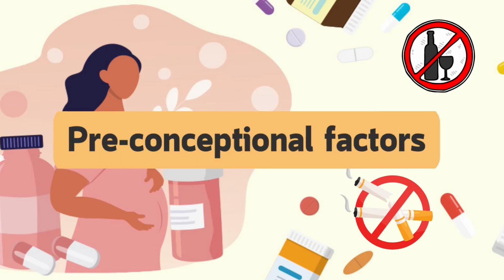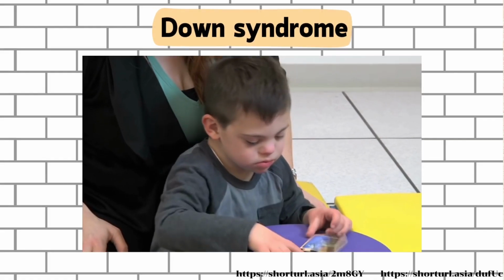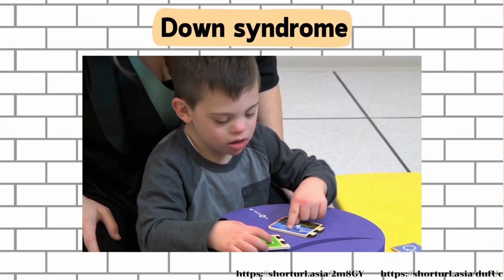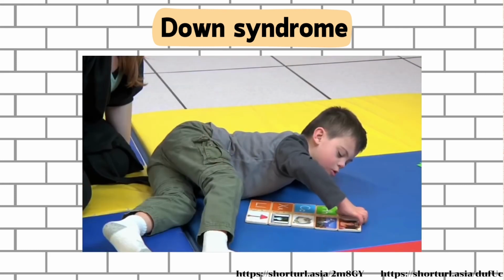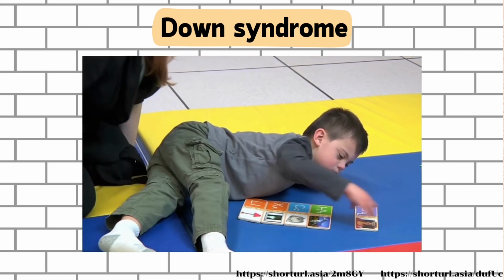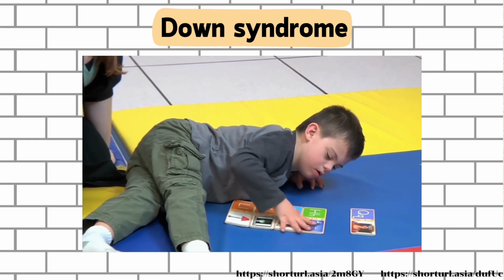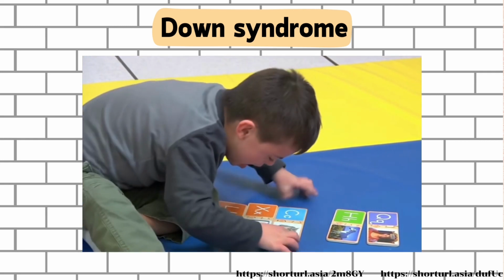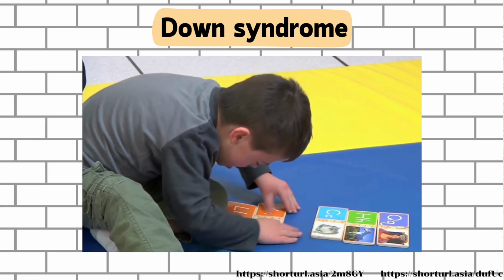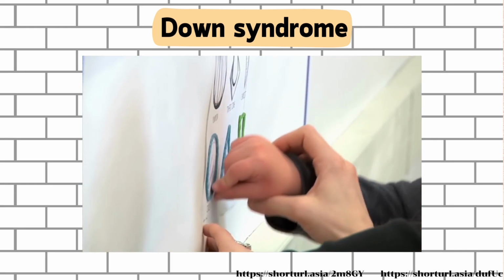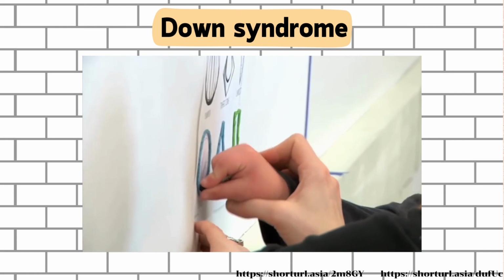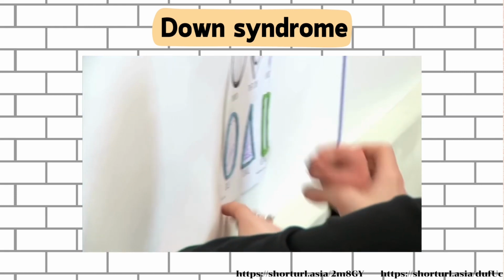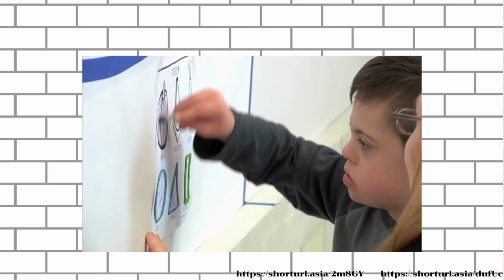The first factor is preconceptional factors. Down syndrome is a syndrome caused by having an extra copy of chromosome 21. Patients have low intelligence, slow speech, and difficulty using muscles, and they have quite noticeable facial features and may have various health problems, making patients with this disease often have a shorter lifespan than normal people.